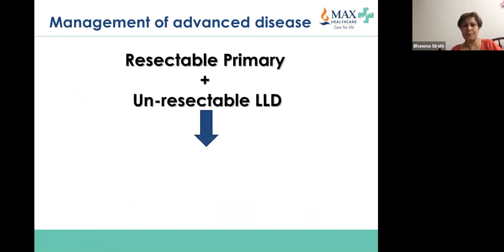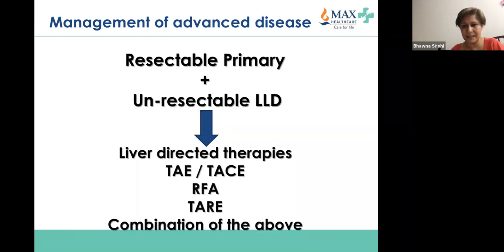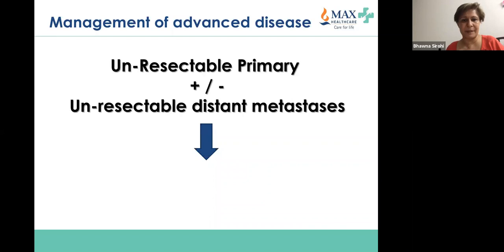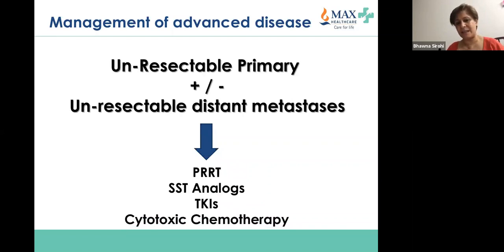So your thinking should be, when a patient comes to you, does the patient have a resectable primary? And does he have only liver-limited disease? If it's unresectable liver-limited disease, then you have liver-directed treatments, which we will talk about. We'll also talk about PRRT as downstaging prior to making unresectable disease resectable. So there's a lot of advancements that have happened, which hopefully helps us look after our patients better. You may have an unresectable primary and unresectable distant metastasis, and then you have all of these options.